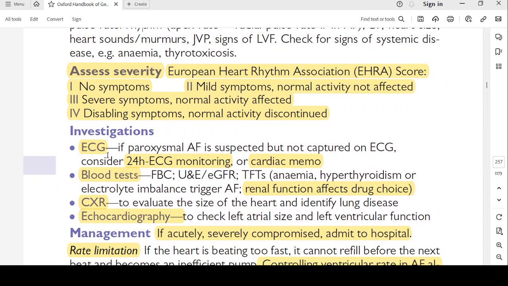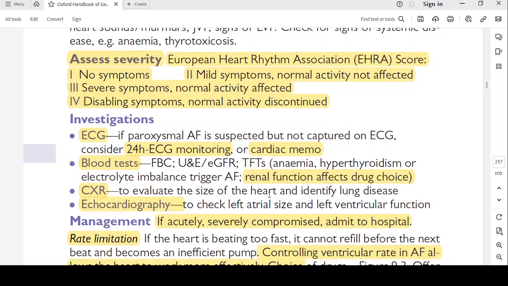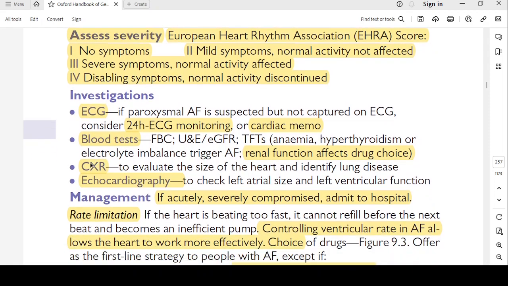Investigations. ECG. If paroxysmal AF is suspected but not captured on the ECG, then consider 24-hour ECG monitoring or a cardiac memo. Blood tests: first you have to rule out anemia, thyrotoxicosis and electrolyte imbalance, so reversible causes. FBC, you need to do a full blood count, urea and electrolytes, eGFR, and TFT, the thyroid function test, for anemia, hypothyroidism, electrolyte imbalance, trigger and EF. Renal function affects the drug of choice, so you have to do an eGFR. Chest X-ray to evaluate the size of the heart and identify lung disease. Echocardiography to check the left atrial size and left ventricular function.